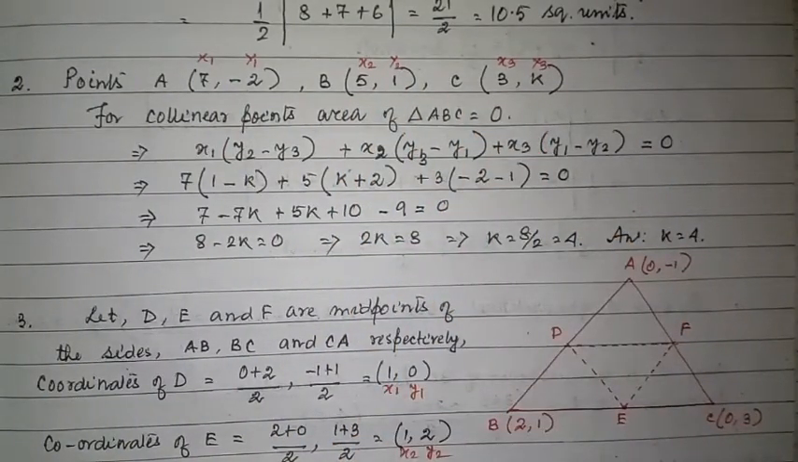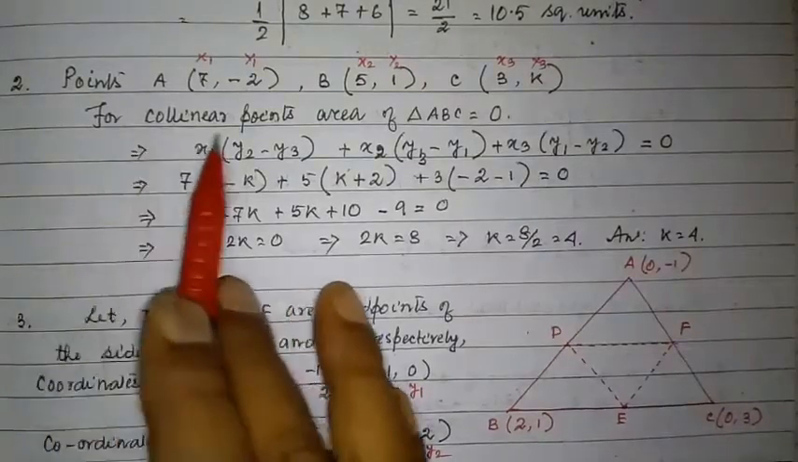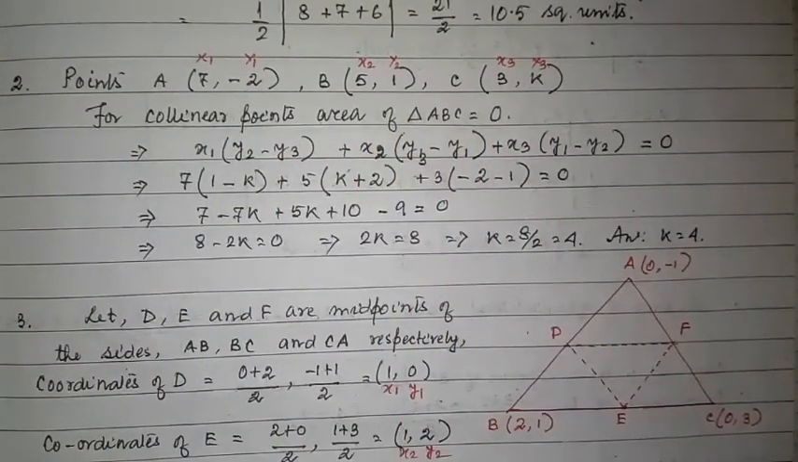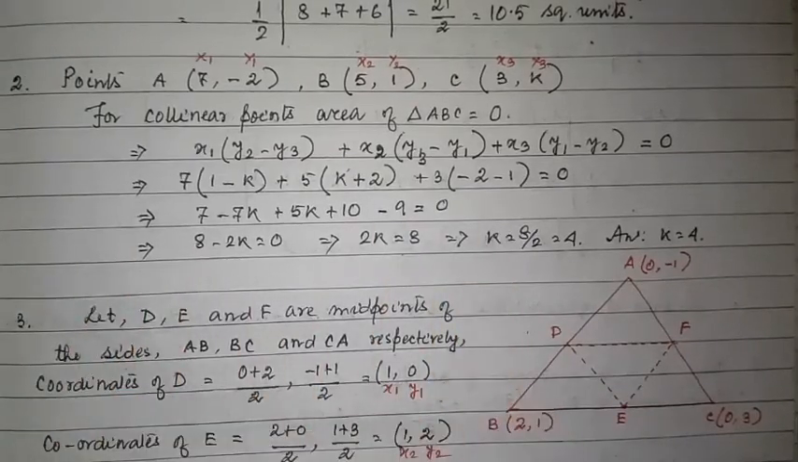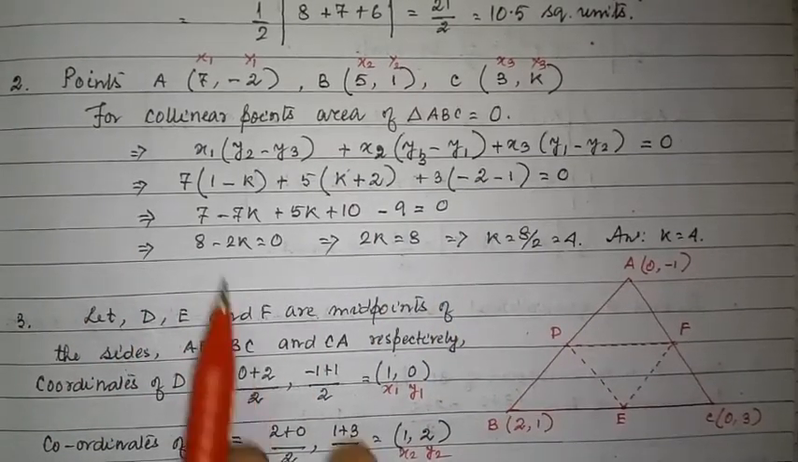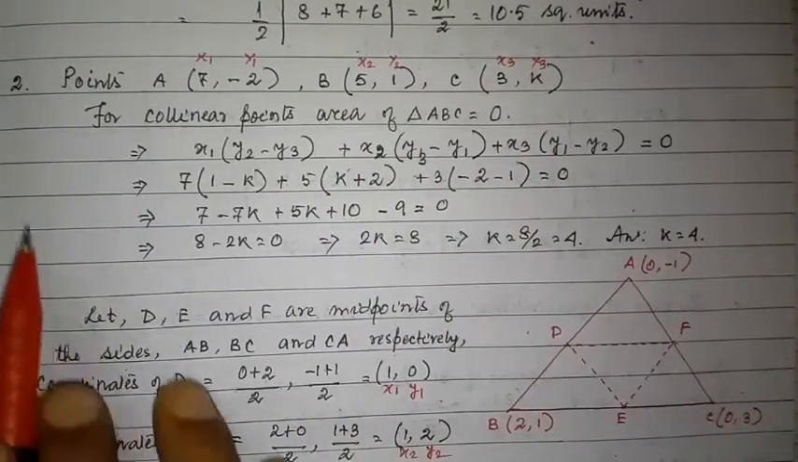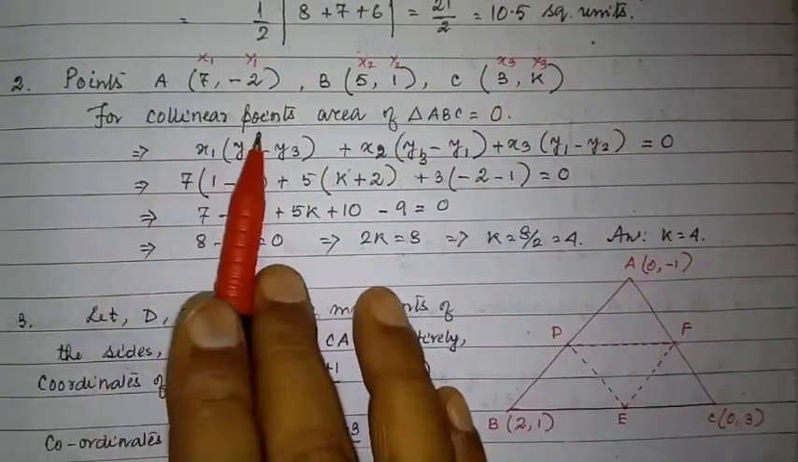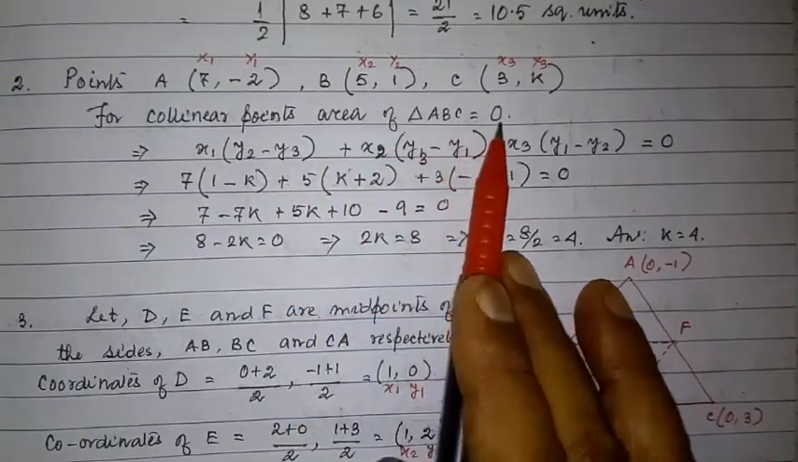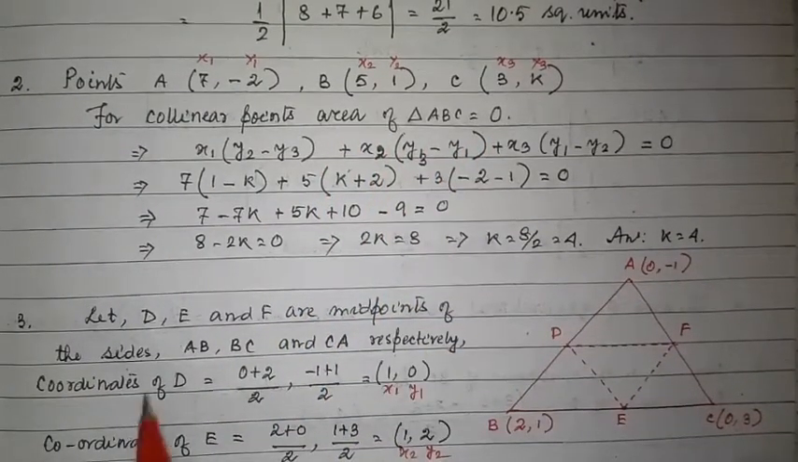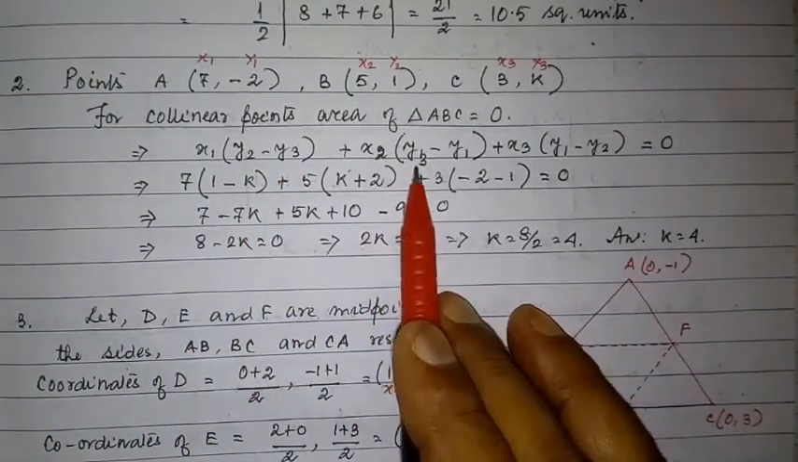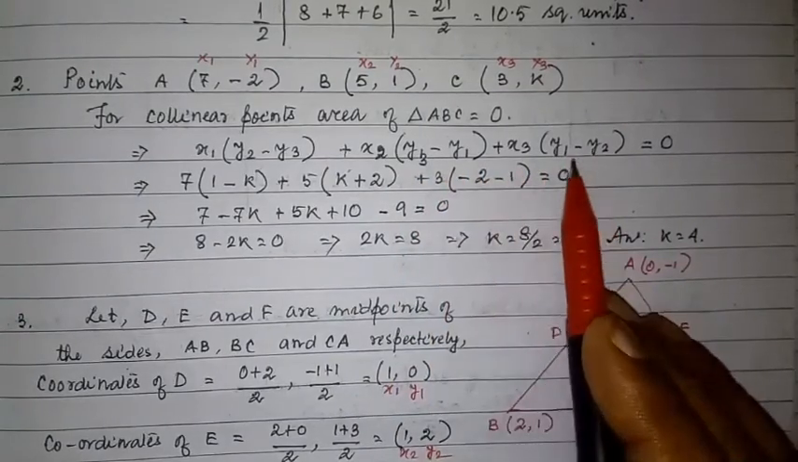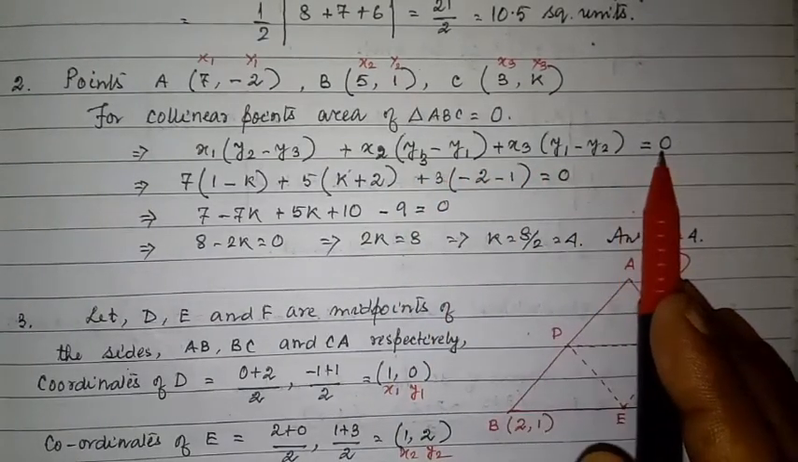Now what we know, it is the application of area of triangle. We know that if 3 points are collinear, that is, lie on the same straight line, they will not form any triangle. Hence the area of the triangle will be 0. Therefore for collinear points, area of triangle ABC is equal to 0. That is x1(y2 - y3) + x2(y3 - y1) + x3(y1 - y2) is equal to 0.